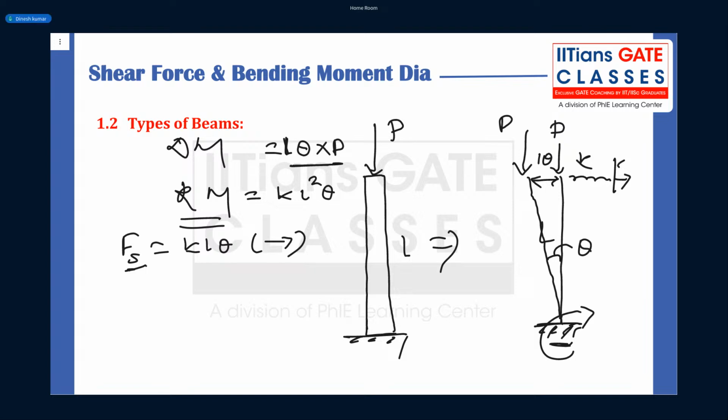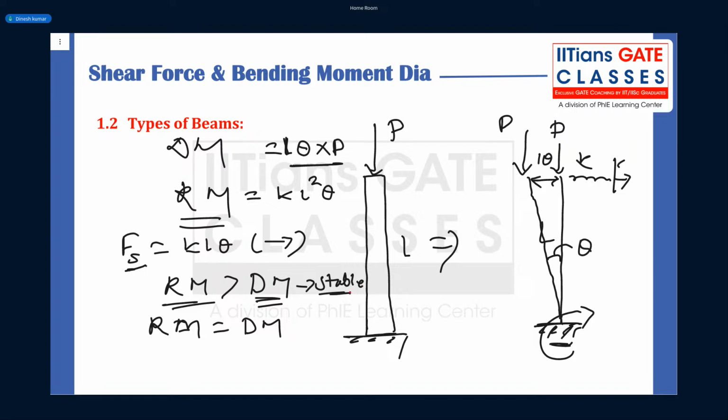So guys, now tell me, when will buckling not happen, or when will this slender structure not fail? If Rm is greater than Dm. Clear? If Rm equals Dm, what will happen? So this is known as what? Stable. This condition means your column is stable.